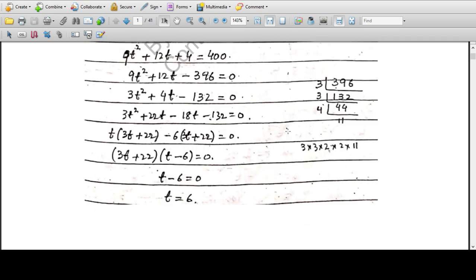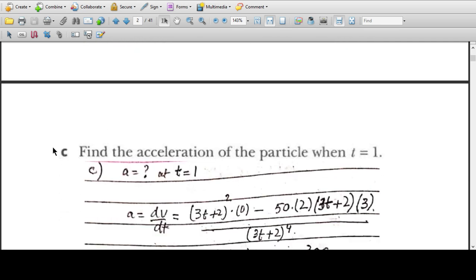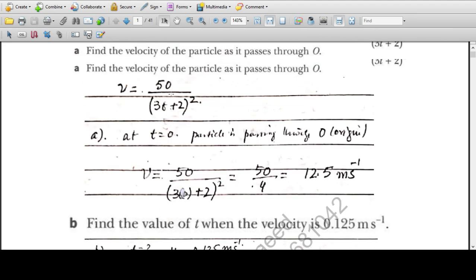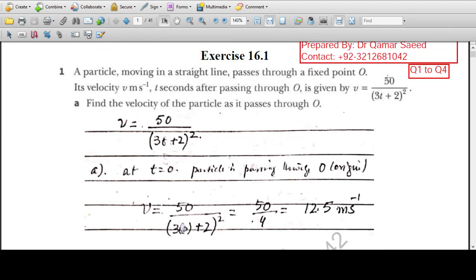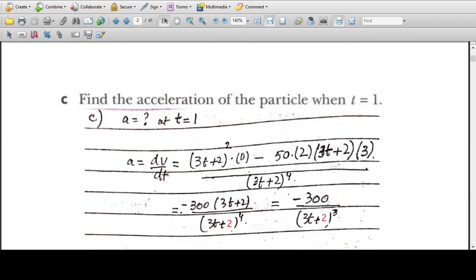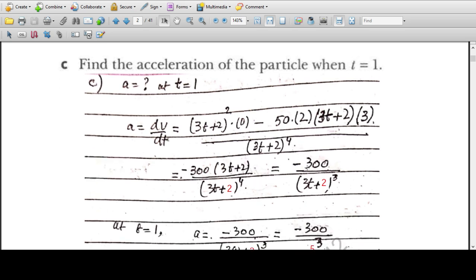So this is part B, and in part C, find the acceleration of the particle when t is equal to 1. So we have been given this velocity expression, which is 50 divided by (3t plus 2) whole square. So we will differentiate this to obtain the acceleration expression. So we differentiate this velocity, and we have obtained minus 300 divided by (3t plus 2) cube. So from velocity, we have obtained this acceleration.